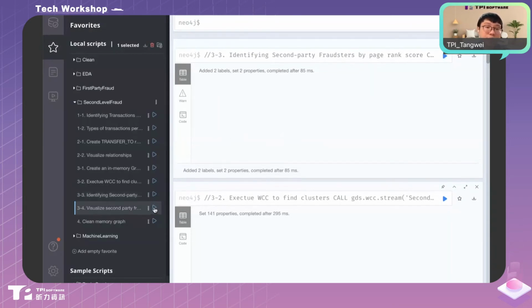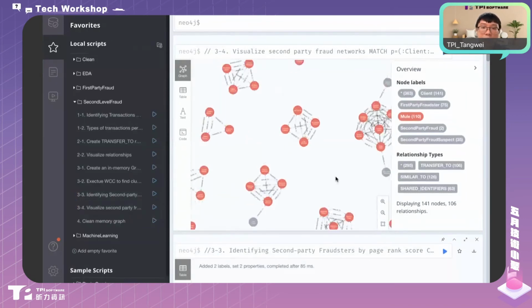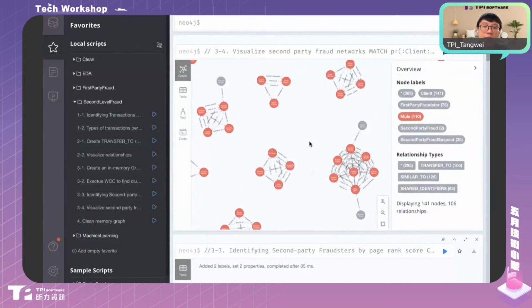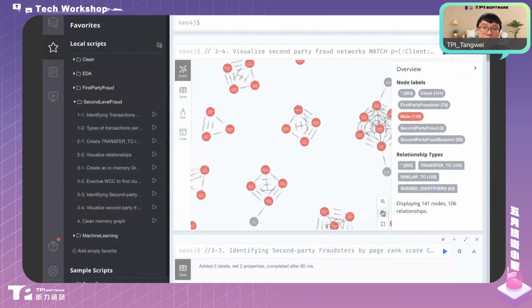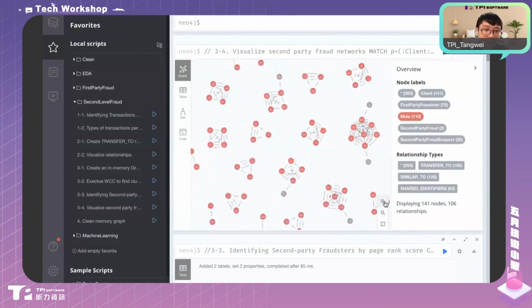So we can visualize our second party fraud network. So here is our second party fraud network. We can see here are some networks in our PaySim dataset.